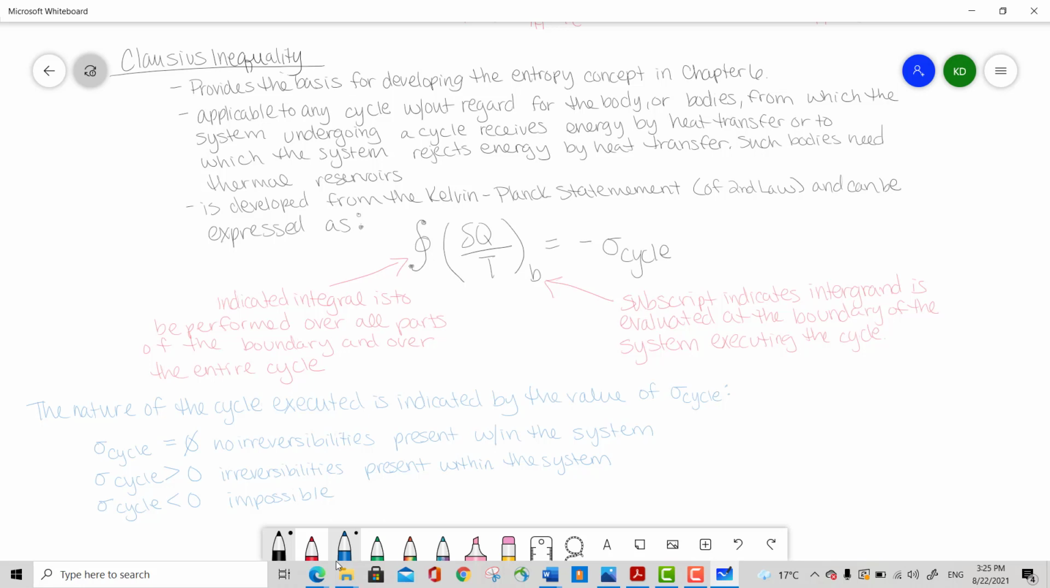Just down here, the nature of the cycle executed is indicated by the following value of the cycle integral. If it's equal to 0, then no irreversibilities are present within the system. If it's greater than 0, then irreversibilities are present within the system. And if it's less than 0, then it is impossible. So I think we're just going to do one short example, showing you these equal to, greater than, and less than, and then we will wrap up the lecture portion of this chapter.